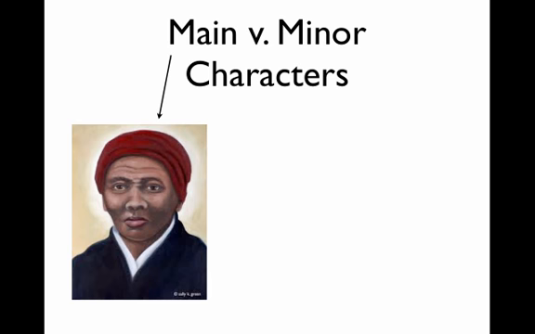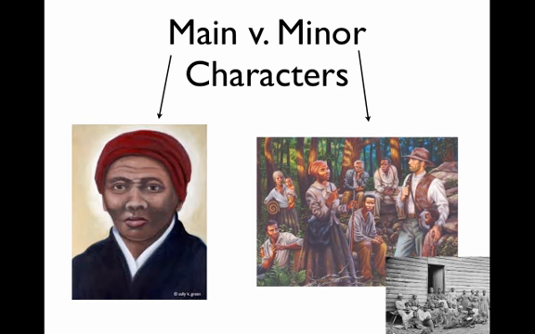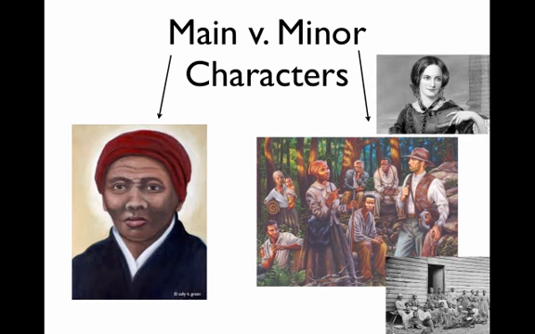We also learned that there are main characters and minor characters in stories. In the story A Glory Over Everything, the main character is Harriet Tubman, and the minor characters are her siblings, other slaves on the plantation, and the abolitionists who helped Harriet along the Underground Railroad.